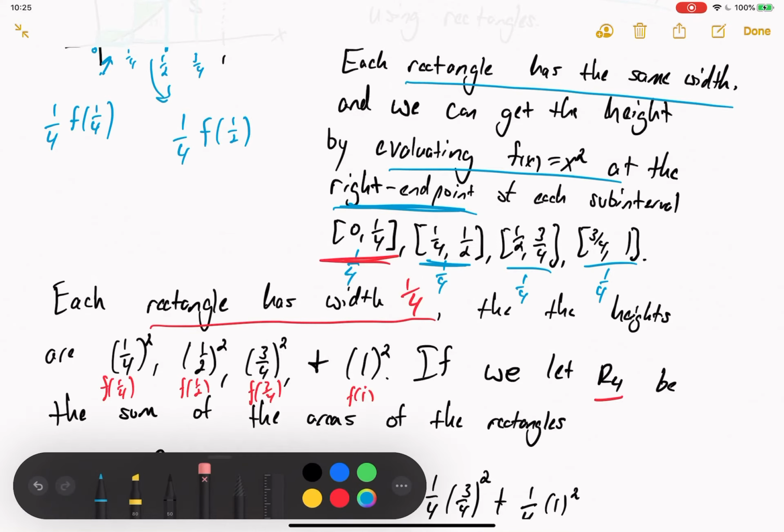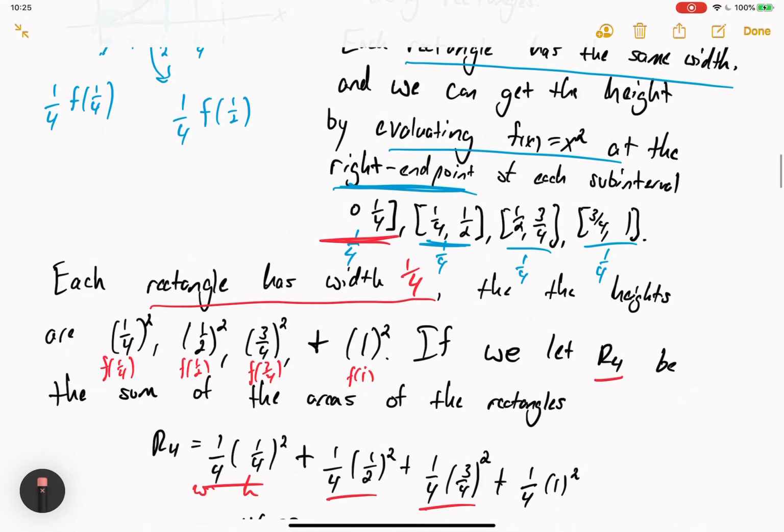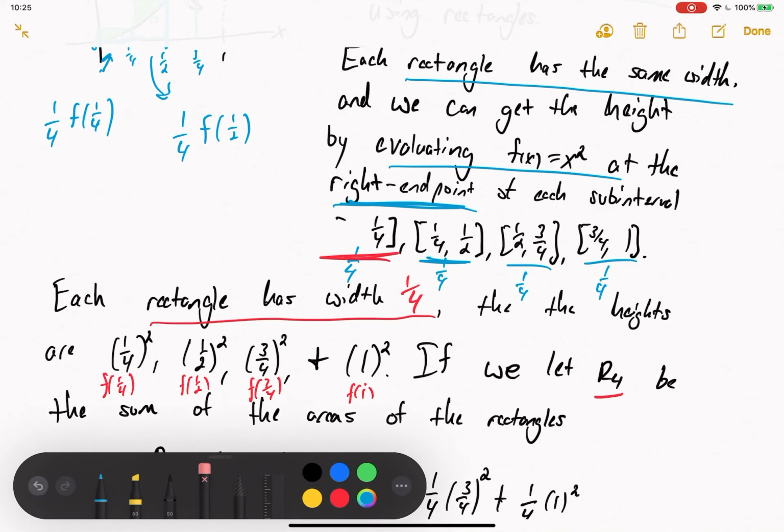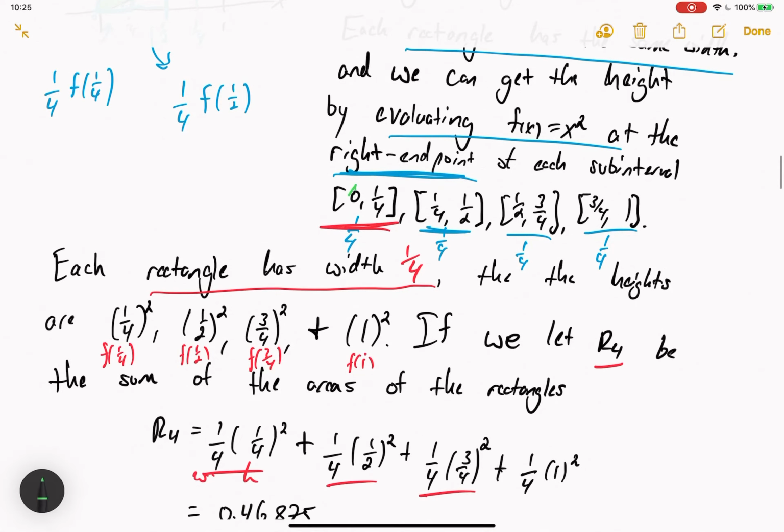So the new numbers that we're going to choose is going to be 0. 0 is going to be our left endpoint, 1/4 is going to be our next endpoint, and 1/2 is going to be the next endpoint, and then 3/4.